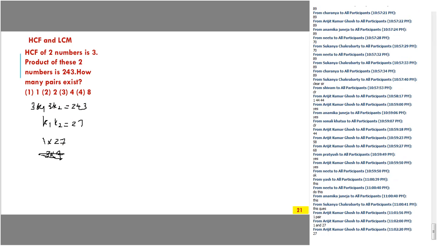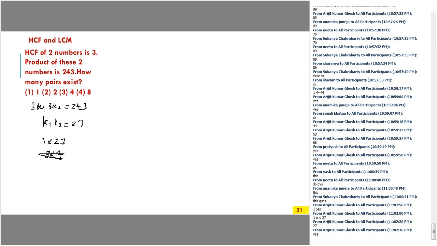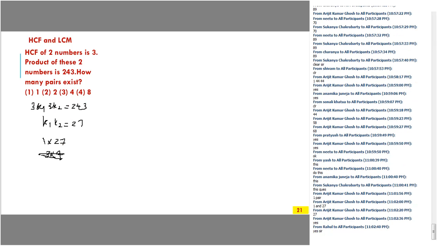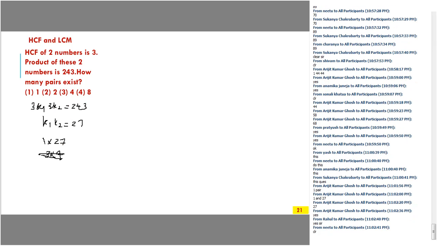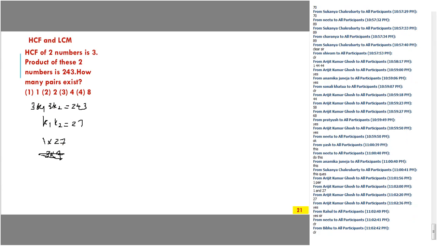1 into 27. 3 into 9 is not possible. They are not co-primes. You forgot. There will be co-primes or not? Only one pair. Are you clear now? How many clear? Only one pair.